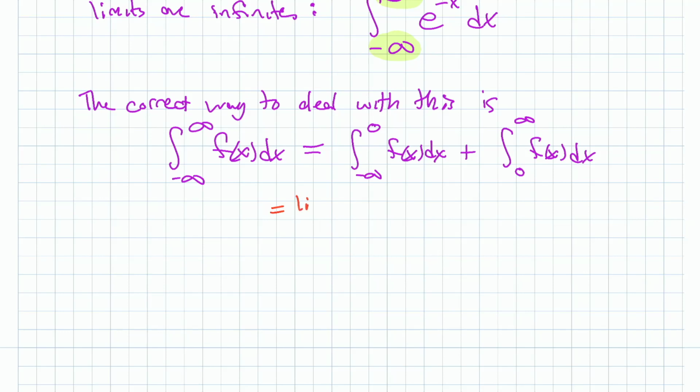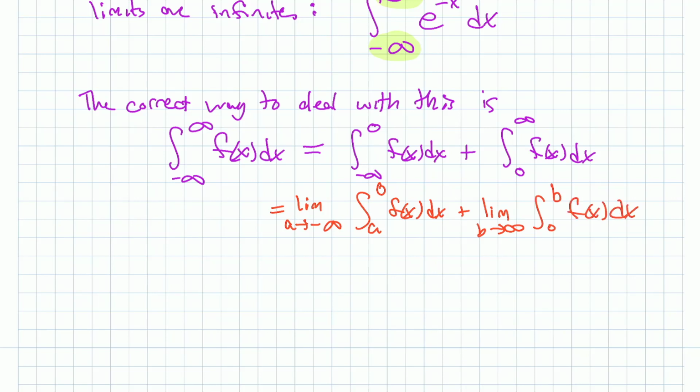So like you could use limit as a goes to negative infinity, negative, I want to write that so it's clear, negative infinity, a to 0, f of x dx, plus limit as b goes to infinity, 0 to b, f of x dx. And then you just work these out separately.